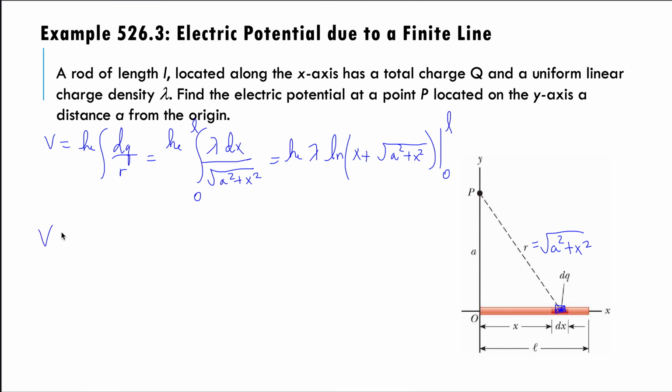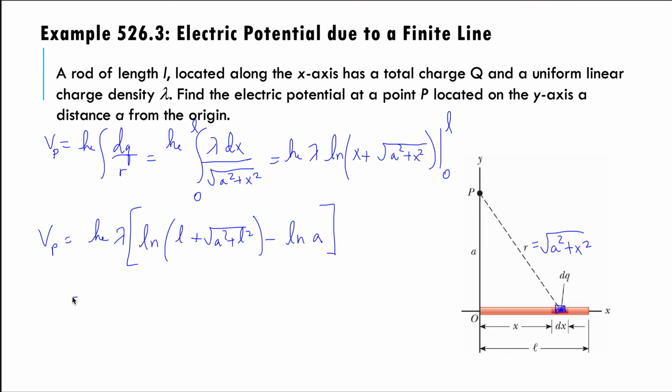All right. So now our potential at point P here is going to be ke lambda. Then we're going to put in the limits. Log of L plus square root of a squared plus L squared. And then we're going to have minus log, and then we're going to put the 0 for x, but then we're still going to have a squared when we put the 0 here. Square root of a squared is going to be a. So we're just going to have log of a when we put in the 0 here.